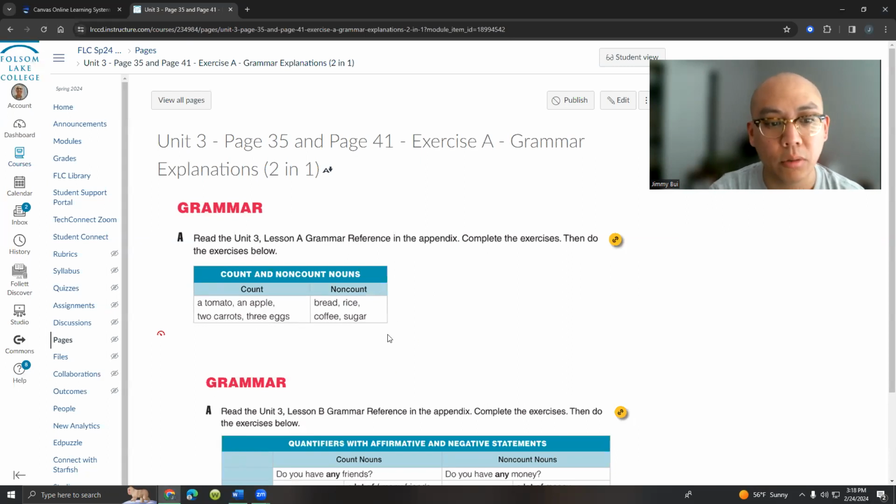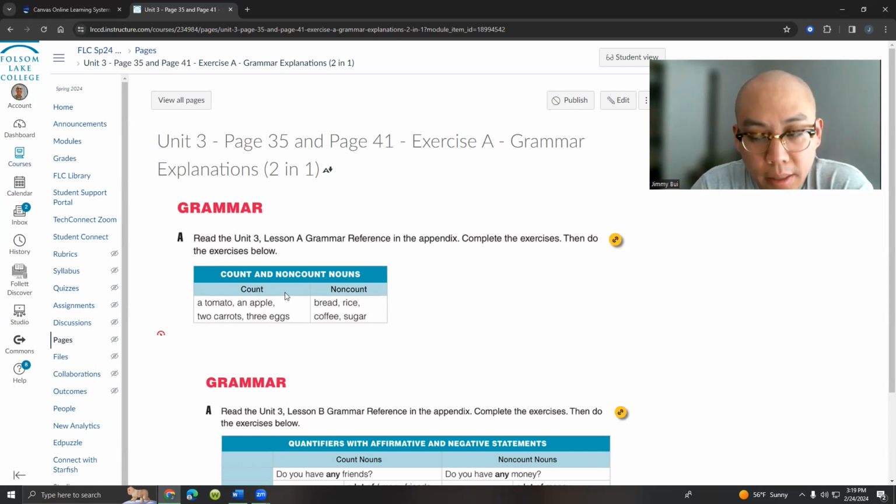Now, expanding on this topic, when there is a singular and plural form, this generally means the noun is countable. So again, examples: a tomato, an apple, 2 carrots, 3 eggs. Notice here, a tomato has the article a; an is used for apple because apple begins with a vowel. The majority of the time, when a noun begins with A, E, I, O, U, we use an instead of a, and they are equal in that sense. Okay, so carrots, eggs, same thing here. We add an S at the end for a plural form.